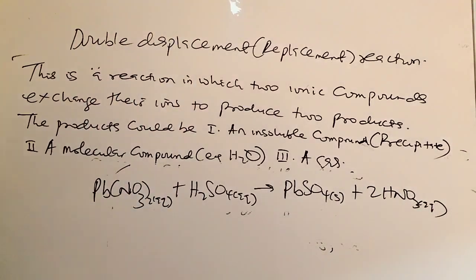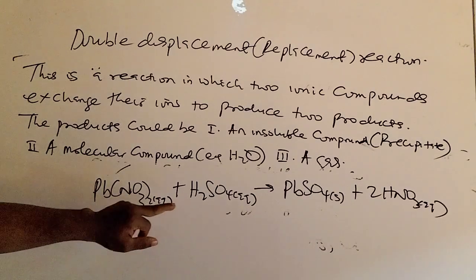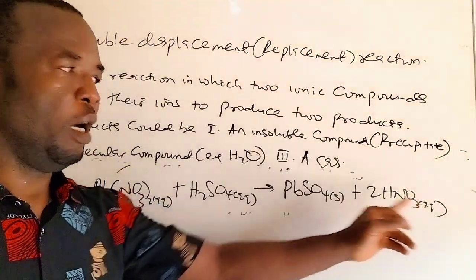So if you look at this, the reaction is a precipitation reaction because if you look at it very well, you see that two soluble compounds have combined. How do I know they are soluble compounds? The aqueous state shows solubility, soluble in water. They produce one soluble and one insoluble compound.